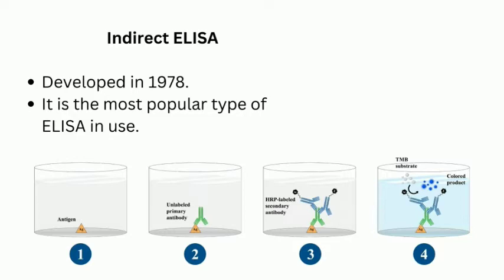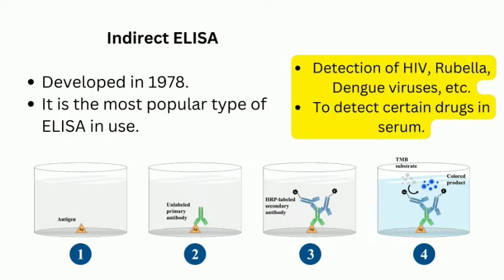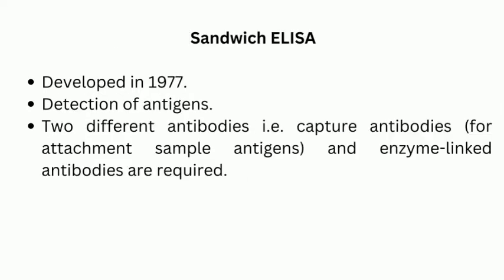Indirect ELISA applications include detection of HIV, rubella, dengue viruses, etc., and to detect certain drugs in the serum. The third type of ELISA is sandwich ELISA, which was developed in 1977, and here two different antibodies are used.